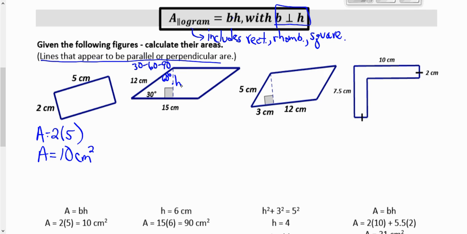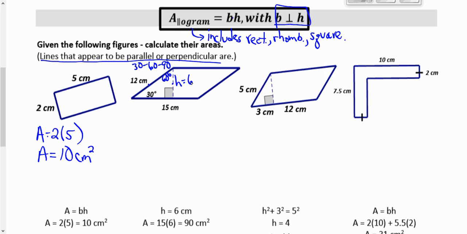The 12 is the what of that triangle? Hypotenuse. How do I go from the hypotenuse to the short side? So the height of this is what? 6. All right, you got that? We got to remember special right triangles, okay?